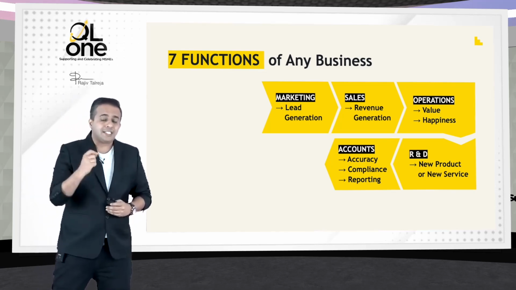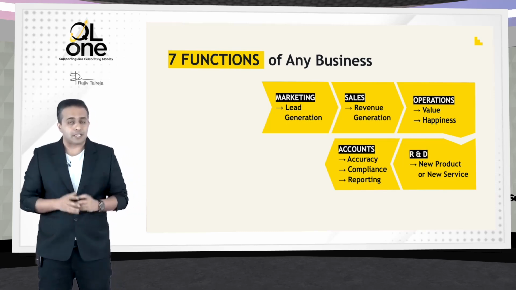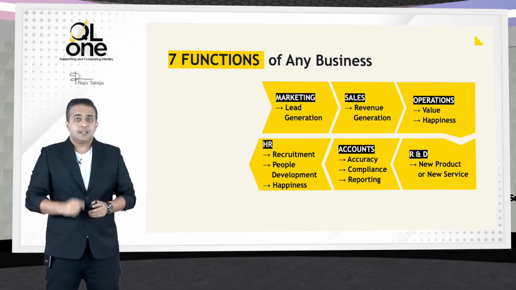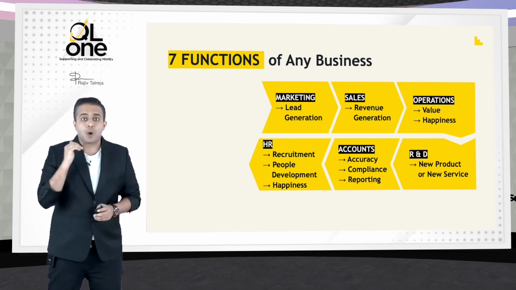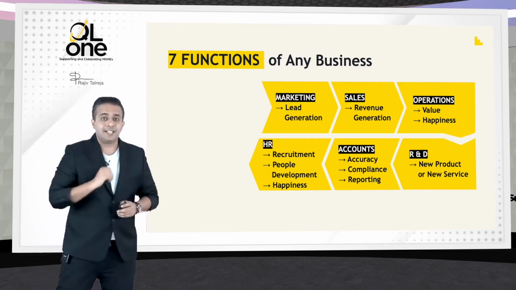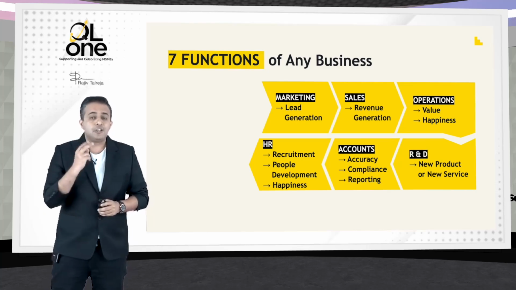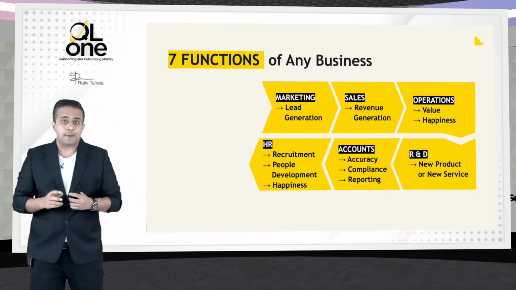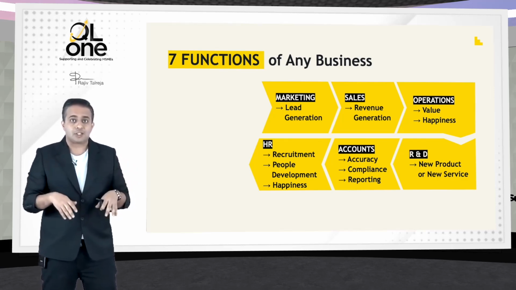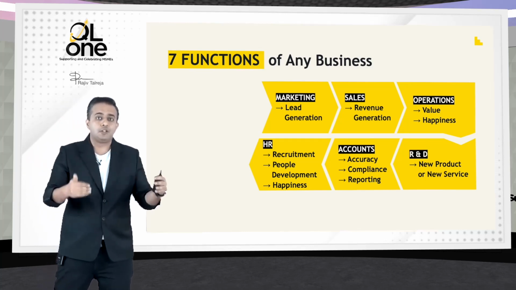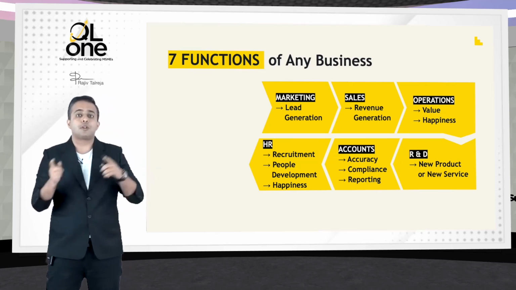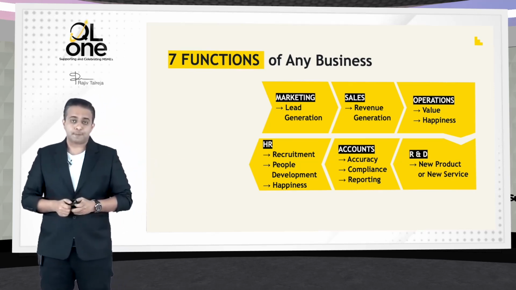And then the sixth function in any business is human resources. Human resources has 3 responsibilities. The first one is recruitment, which is to hire the right person for the right job at the right time for the right investment. The second job of human resources is people development, which is to have training and mentoring systems within the organization to improve the skills and knowledge of existing team members, because the more their skills and knowledge improve, the more the performance of the business improves.